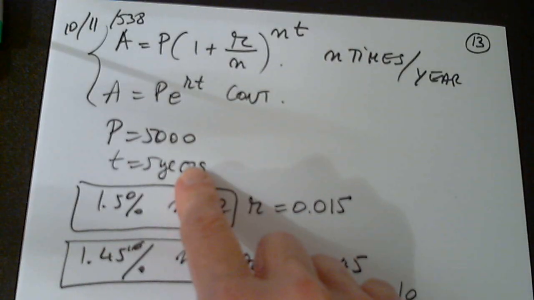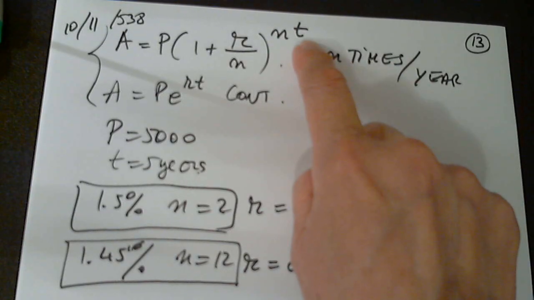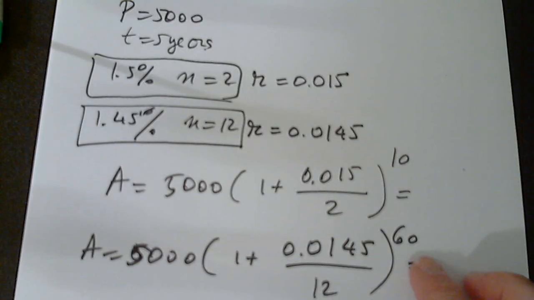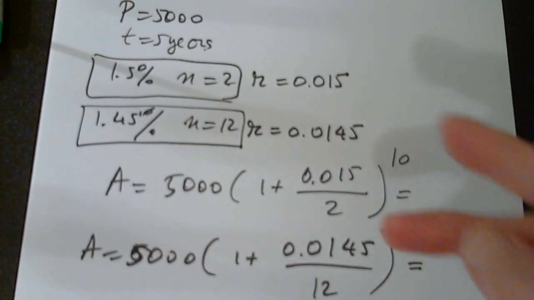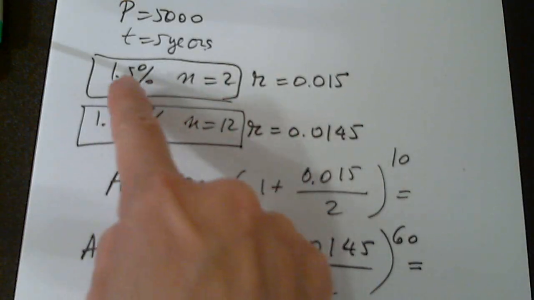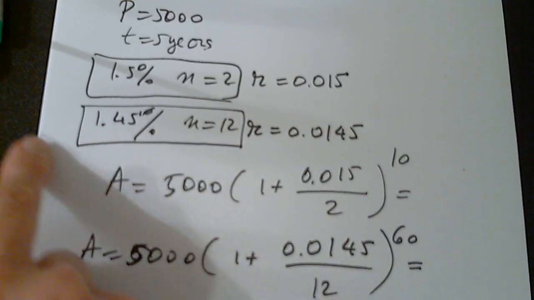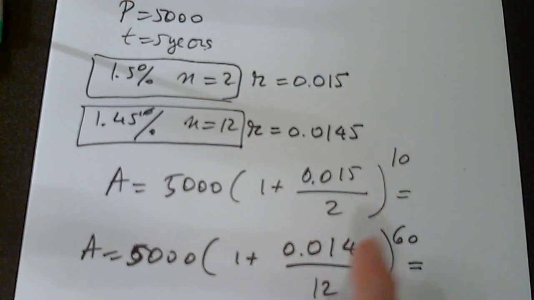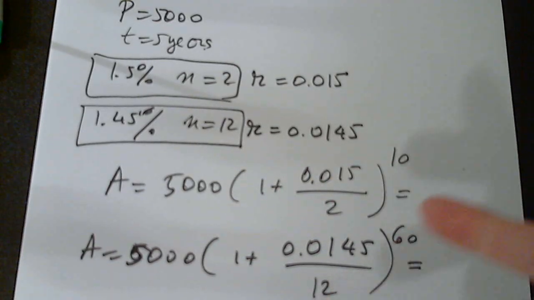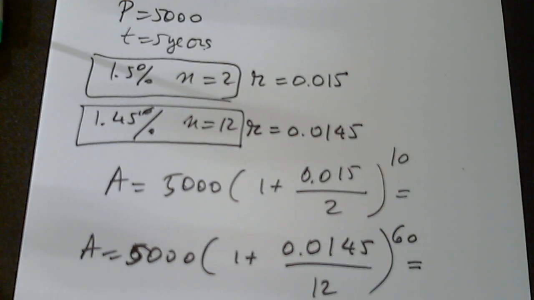t is the same, 5 years. So this power here is 2 times 5, or 12 times 5. 2 times 5 will be 10. 12 times 5 is 60. And there are two different interest rates. 1.5%, I move the decimal two spots, 0.015. I'll put this in the calculator, and then this in the calculator, and then I'll say which is better to get more interest.